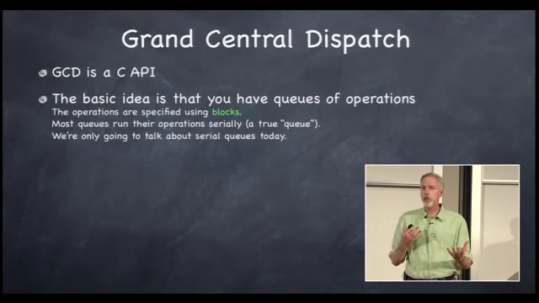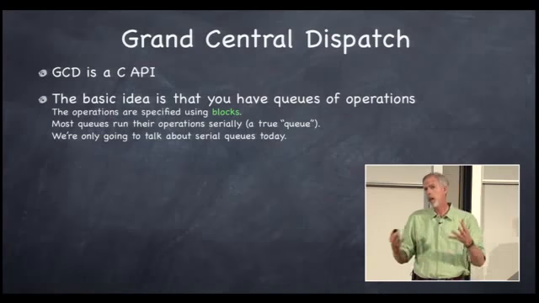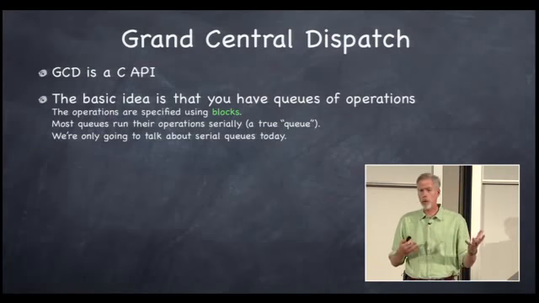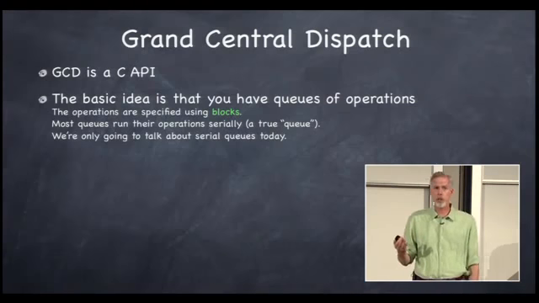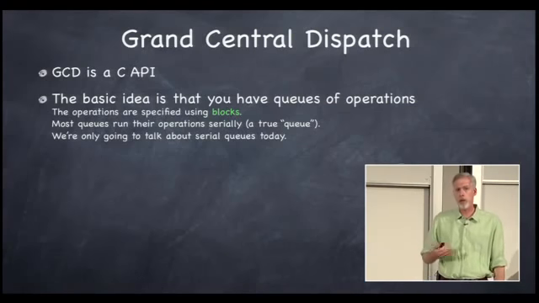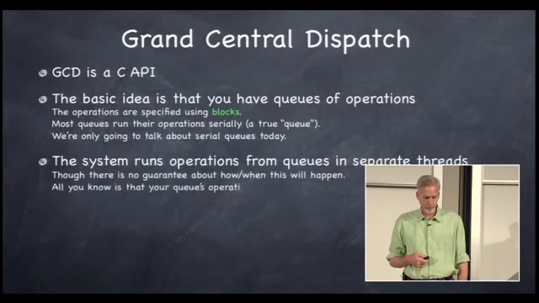today. But the multiple queues is similar. It's just that there's these global queues which run with a certain priority, and you get the global queue and work on that. But serial queues, you usually create them, although there are some serial queues that are special, like the main queue, right, which is where all your user interface code runs. And we'll talk about how to deal with that.